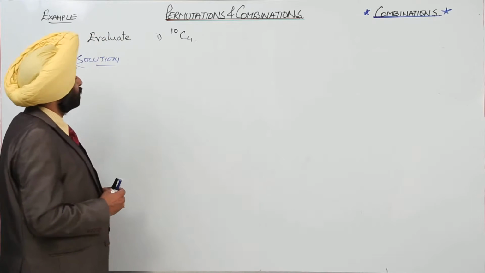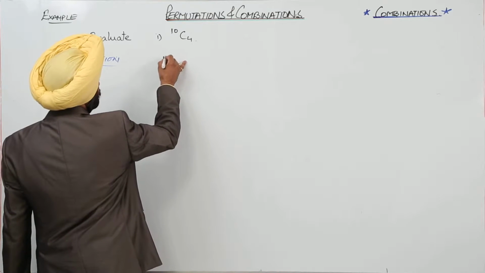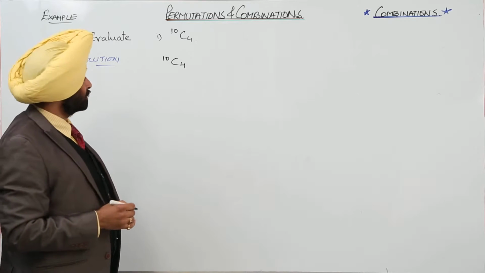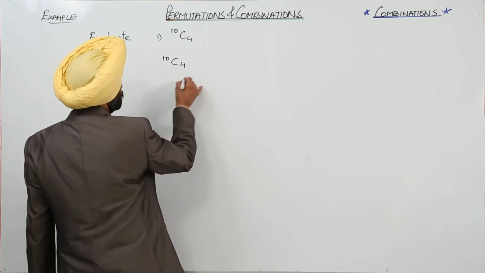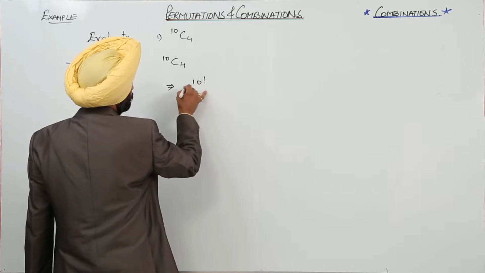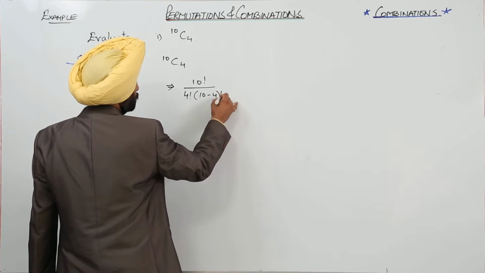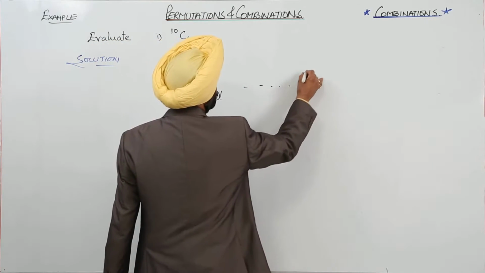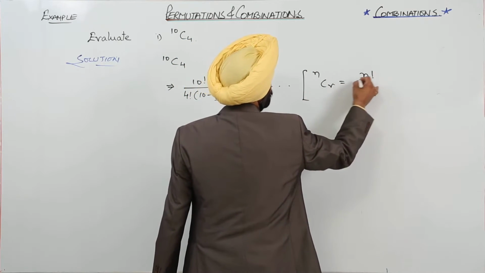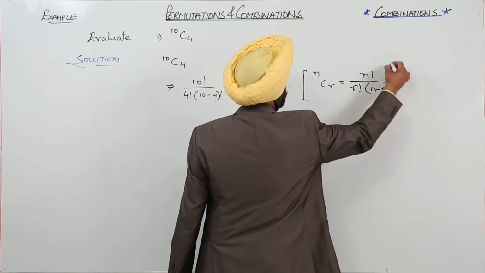Now let's go for a simple example. Now we have to evaluate 10C4, where 10 is the top and 4 is written on the base. So now we can write it as 10 factorial upon 4 factorial times (10 minus 4) factorial. Now what have we used? nCr, that is n factorial upon r factorial times (n minus r) factorial.